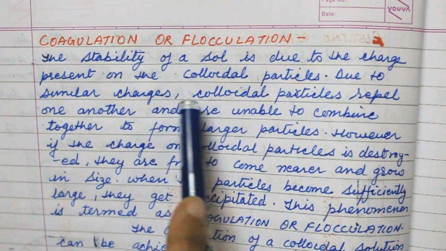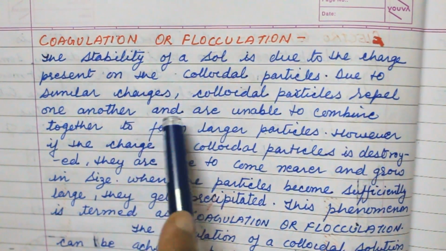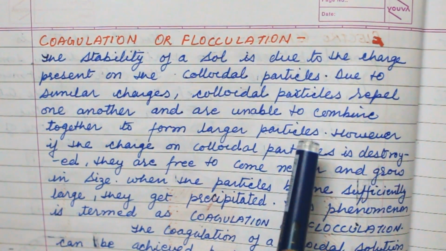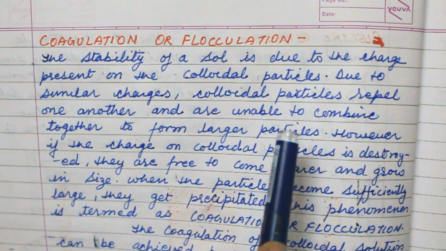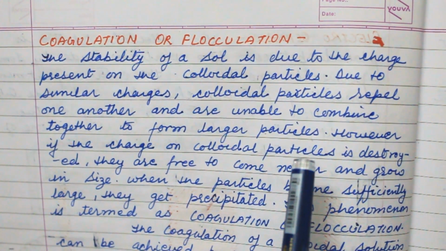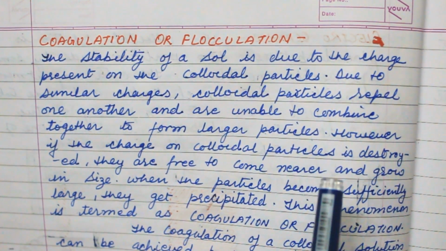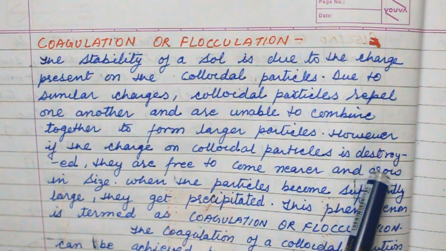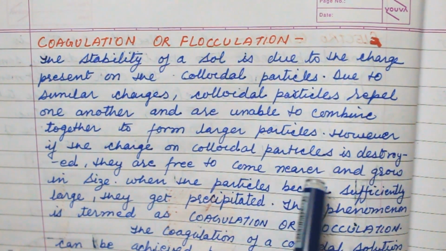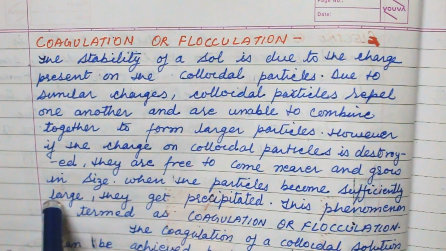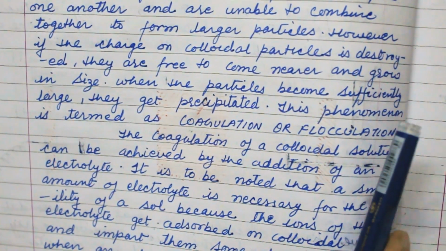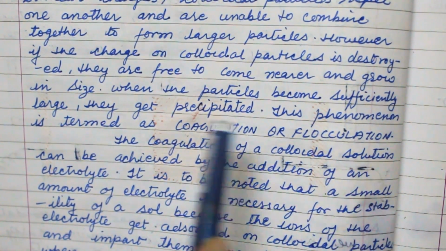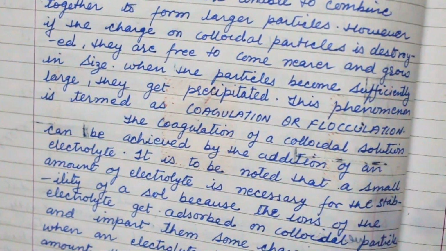Due to similar charge, colloidal particles repel one another and are unable to combine together to form a large particle. However, if the charge on the colloidal particle is destroyed, they are free to come nearer and grow in size. When the particles become sufficiently large, they get precipitated. This phenomenon is termed coagulation or flocculation.